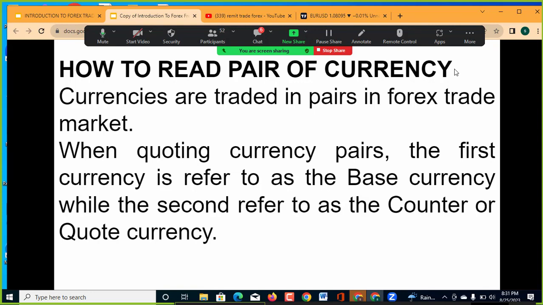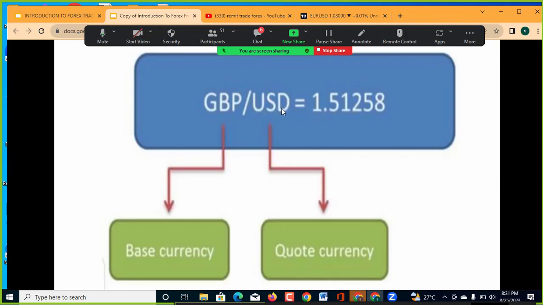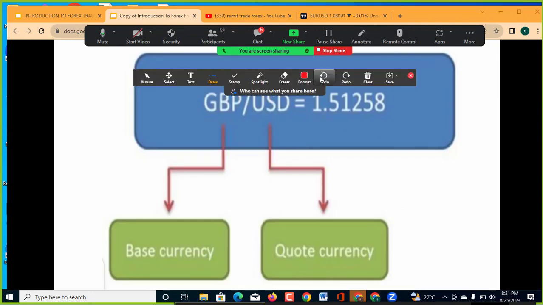Currencies are traded in pairs, and in Forex markets, it's not an exception. So what happened is, when quoting a currency, the first currency is referred to as the base currency, while the second is referred to as the counter or quote currency. Listen again, the first in the currency quotation is called the base currency, and the base currency is the owner of the chart, while the second one is the quote or counter currency. See it here. For example, in this case, we have this currency quotation.